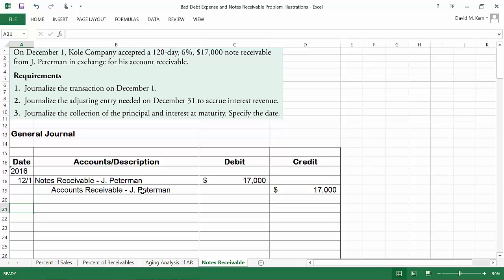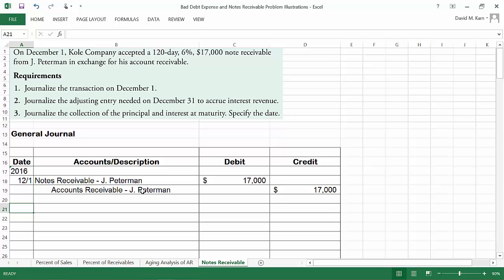Okay, now here's where it gets a little trickier. It says, journalize the adjusting entry needed on December 31st to accrue interest revenue. Well, in this case, the end of the year is occurring, and we have earned interest, and we must show that that interest has been earned in this accounting period. Otherwise, we would violate the matching principle. We would not have properly matched the revenue and expenses in the period in which they occurred. In this case, we would not have matched the revenue in the right period if we would have pushed it all into the next year, 2017.